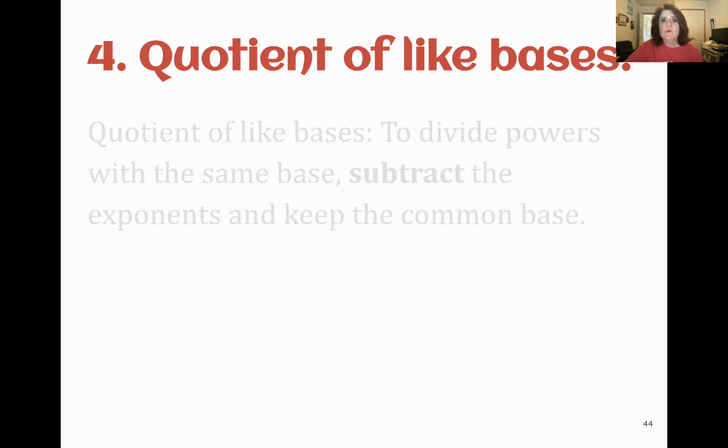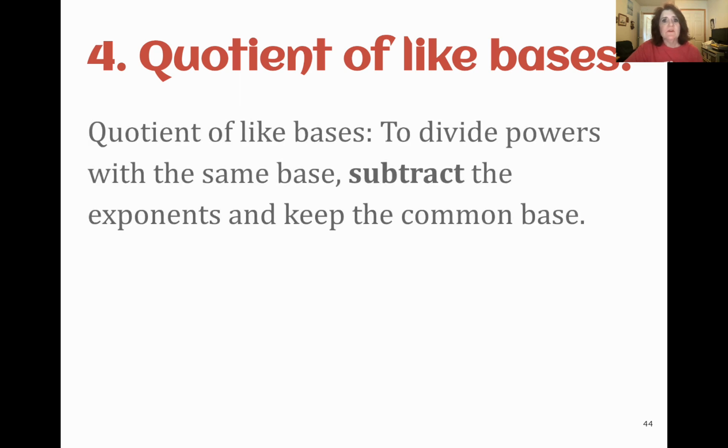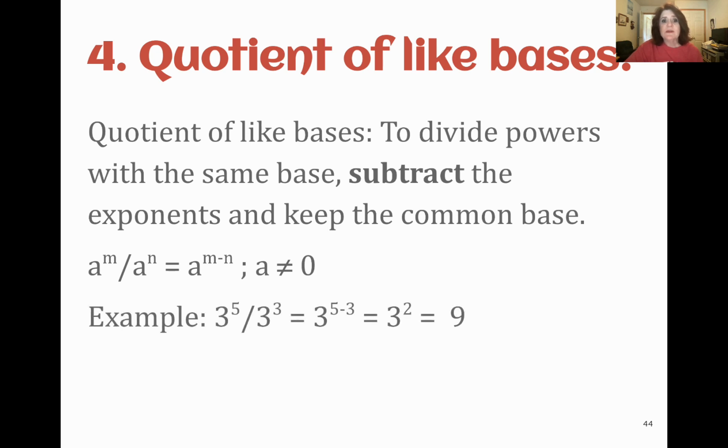Rule 4 is the quotient of like bases. With the quotient of like bases, to divide powers with the same base, you subtract the exponents and keep the common bases. A to the m divided by a to the n is really a to the m minus n. So 3 to the fifth divided by 3 to the third is really 3 to the 5 minus 3, which is 3 to the second, which is 9.